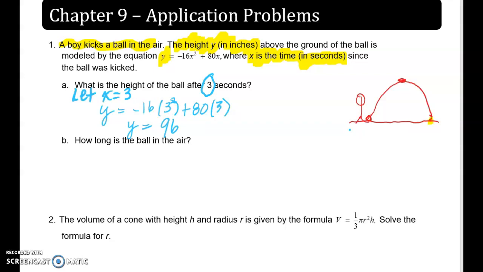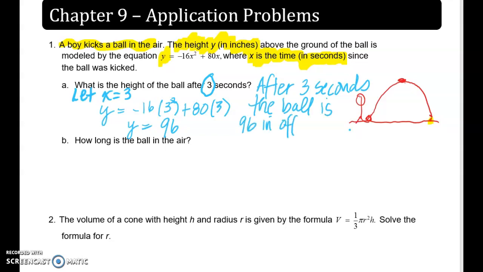So, and remember, our height is being measured in inches. So the answer to our question is after 3 seconds, the ball is 96 inches off the ground. Okay, and for my friends who like to measure, now here we're measuring in inches, but if you want to measure in feet, 96 inches, remember there are 12 inches in a foot, is equal to 8 feet. So you could give it that way as well.